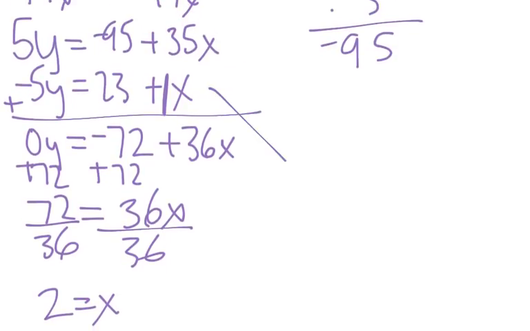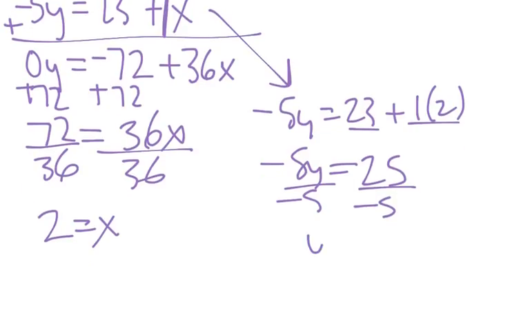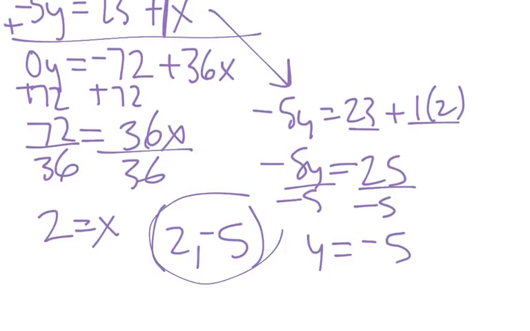Plug it back into one of these equations. Negative 5y equals 23 plus 1 times 2. 1 times 2 is 2, plus 23 is 25, equals negative 5y, divided by negative 5. And we get y equals negative 5. So, 2, negative 5 is our answer.